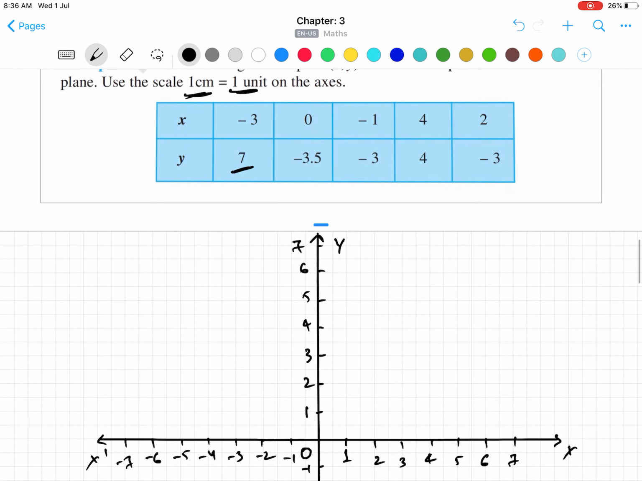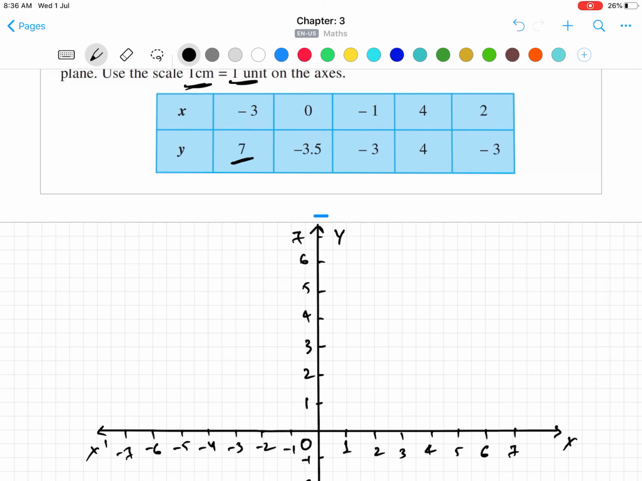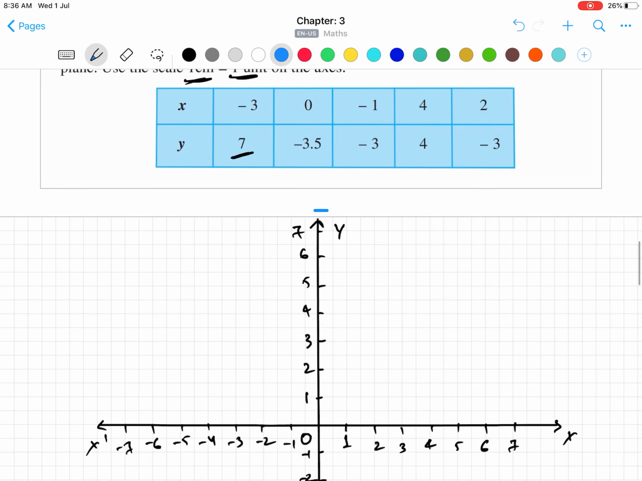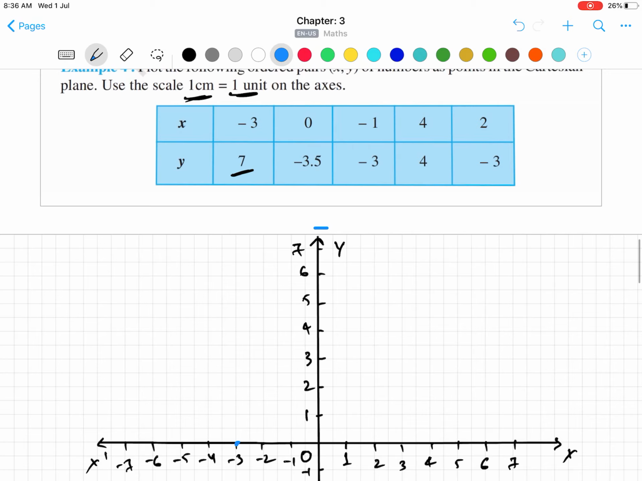Now we'll plot the points. The first point that we have is x is -3 and y is +7. x -3 will be in the left hand side direction. This is our x -3. Then we have y +7. That means y +7 means we'll go in the upward direction on the y axis. So that point will be here. This is our point x -3 and y +7.